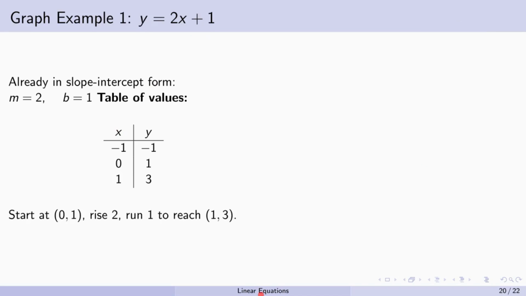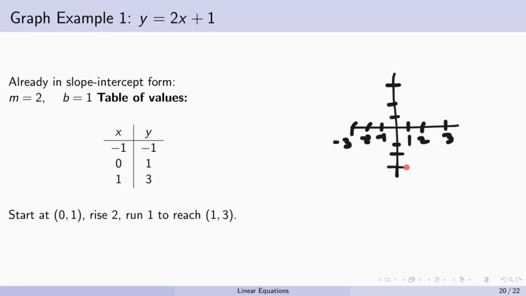We can also use this concept. Start at 0, comma 1, then rise 2, then run 1 to reach 1, comma 3. So, for example, I have a Cartesian plane. This is only an example. 1, 2, 3, negative 3, negative 2, negative 1 on the x-axis, and 1, 2, 3, negative 1, negative 2, negative 3 on the y-axis.